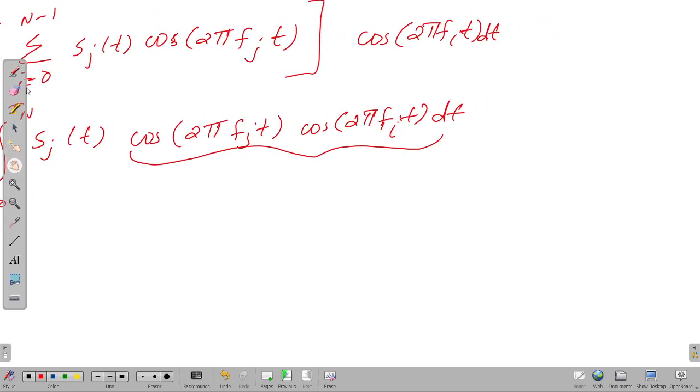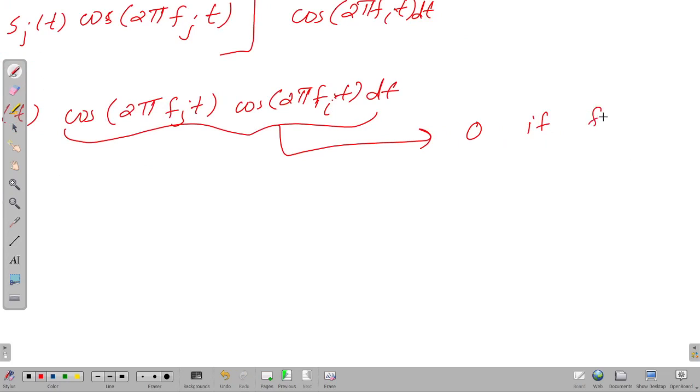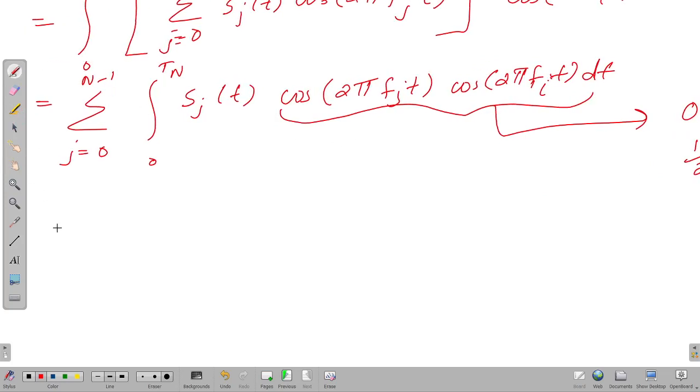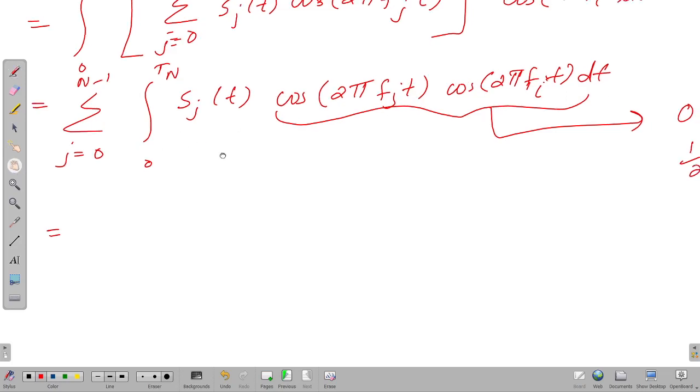So this result is equal to 0 if fi is not equal to fj, and it is equal to 1 by 2 if fi equals fj. It has some 1 by 2, some non-zero value, only if fi is equal to fj, and so we'll neglect the case when it is 0.